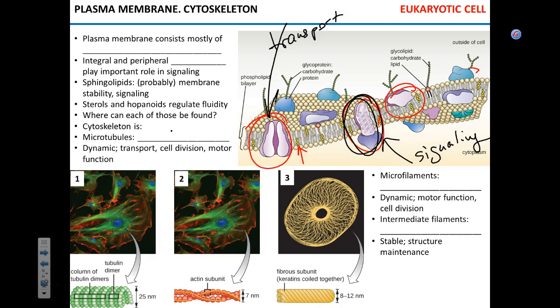Now, cytoskeleton. What is its function? Structure. Yes. Protein-made filaments. There are three major types of filaments in eukaryotic cells. First is microtubules.